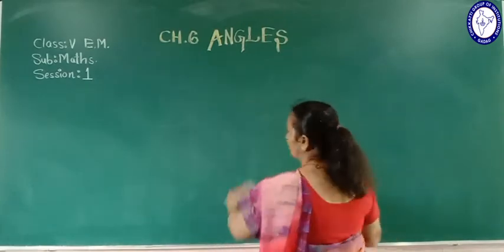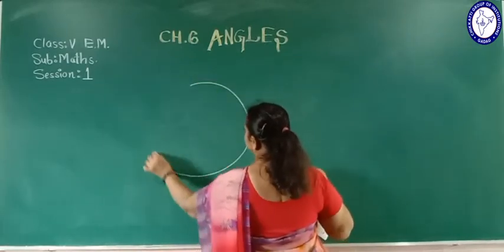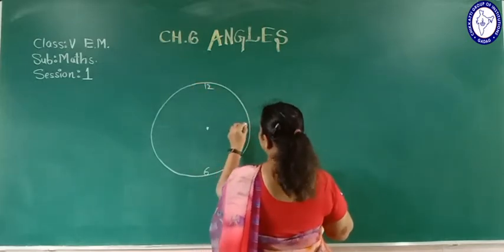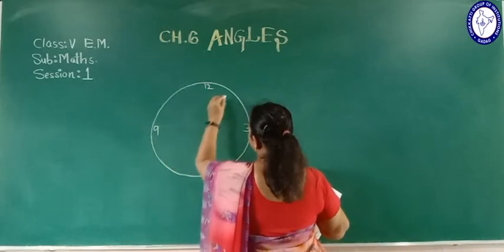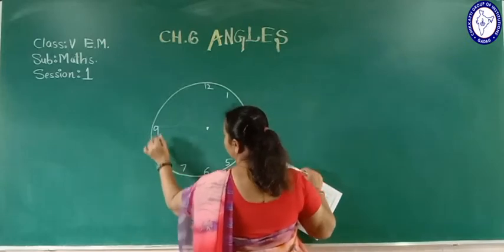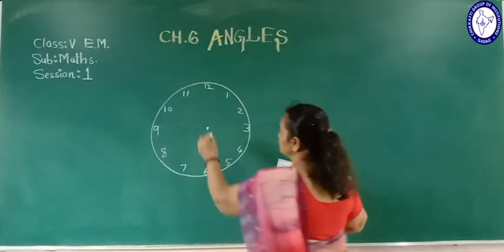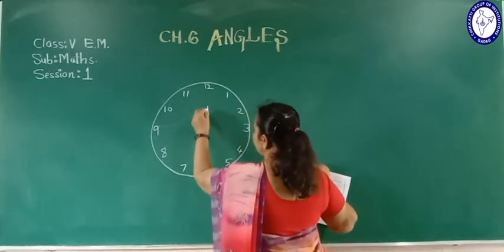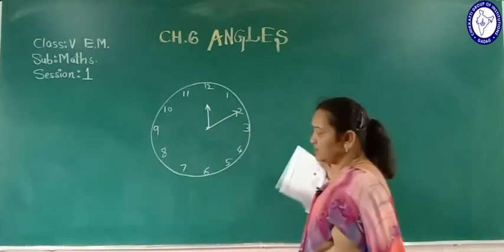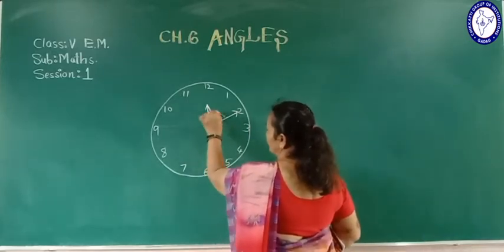Clock. Suppose we have one big clock at home. So this is the center of the clock. Here 12, 6, 3, 9. This is 1, 2, 3, 4, 5, 6, 7, 8, 9, 10, 11, 12. Okay. Now this small hand is at 12 and the big hand is at 2. Now the space between these two hands is called an angle.